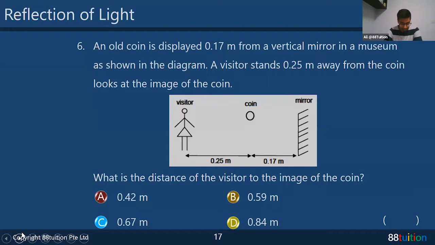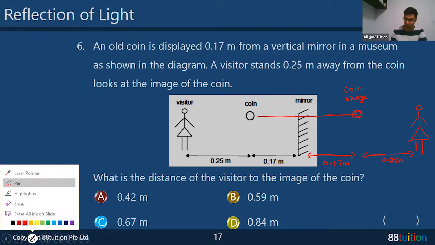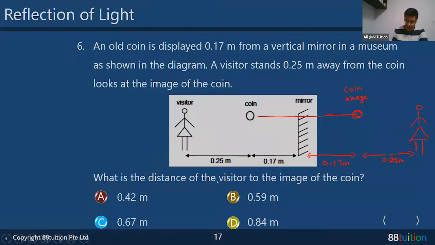All right, now same thing. What's the distance of the visitor to the image of the coin? Now this one is already drawn for us, no confusion. So the image of the coin is here, image of the coin, and the girl will definitely be here. Am I right? And she is, this is how much? 0.17 meters, and from here is 0.25 meters, and therefore we can calculate the answer where they ask you what is the distance of the visitor to the image of the coin.